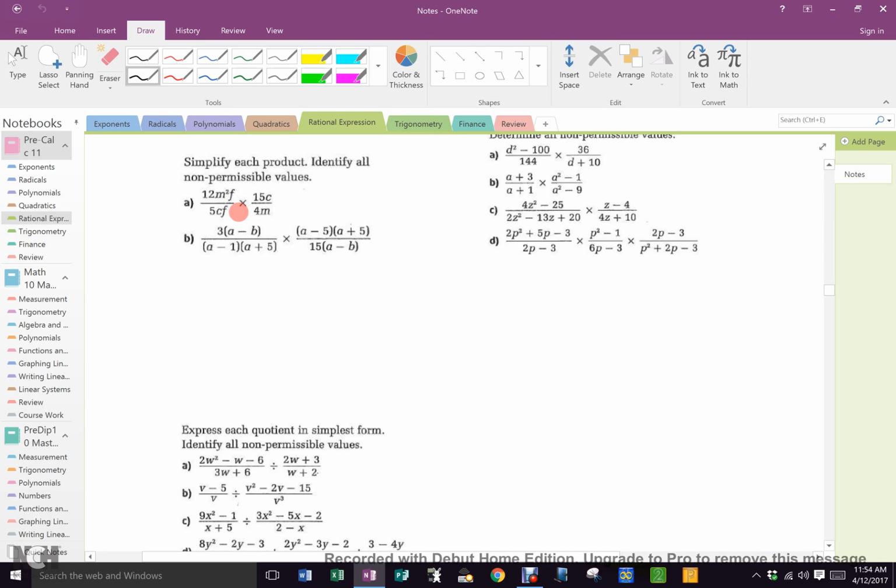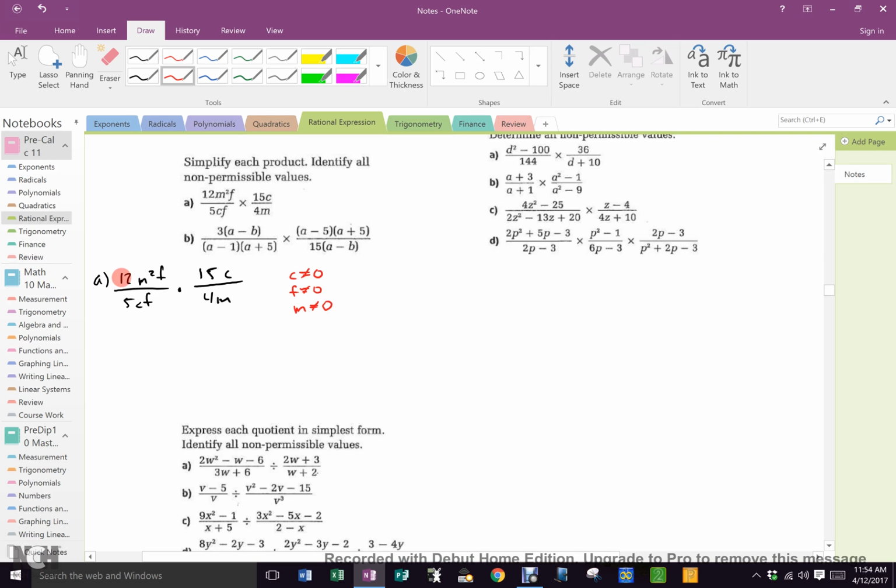I'll write out the question: simplify, and identify the non-permissible values. So we'll start with 12m squared f over 5cf times 15c over 4m. Let's do our non-permissibles first. C cannot equal 0, F cannot equal 0, and M cannot equal 0.